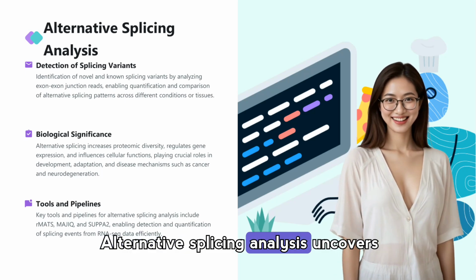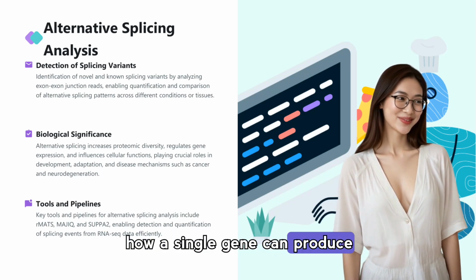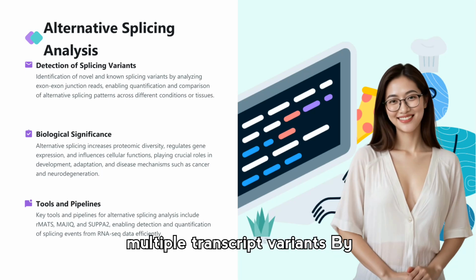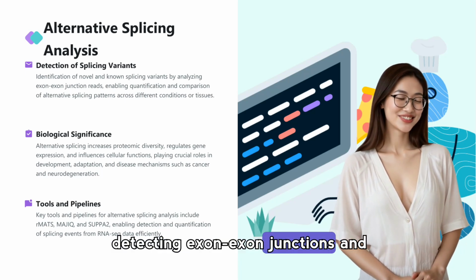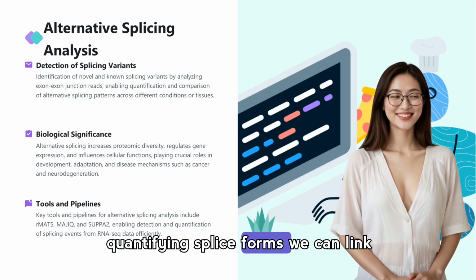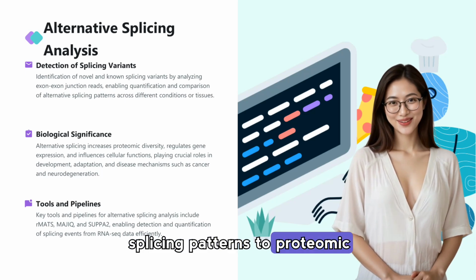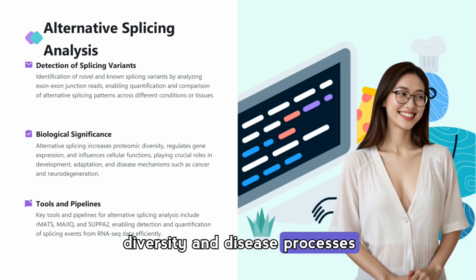Alternative splicing analysis uncovers how a single gene can produce multiple transcript variants. By detecting exon-exon junctions and quantifying splice forms, we can link splicing patterns to proteomic diversity and disease processes.